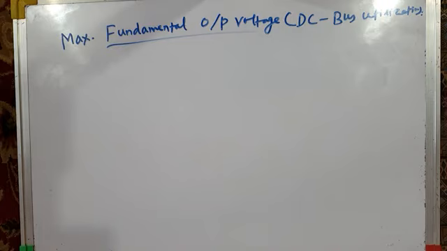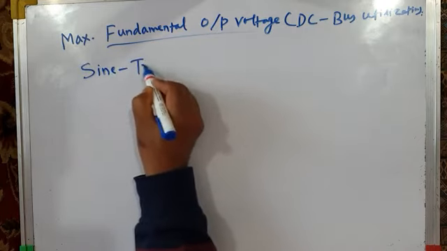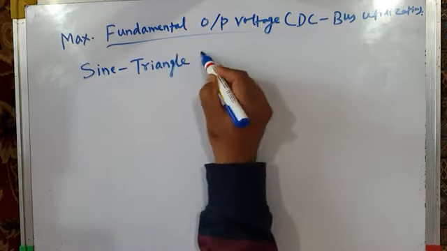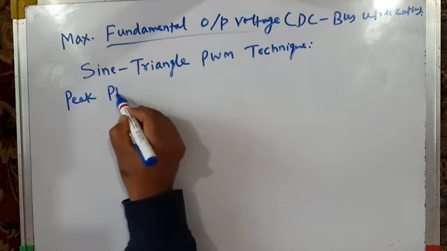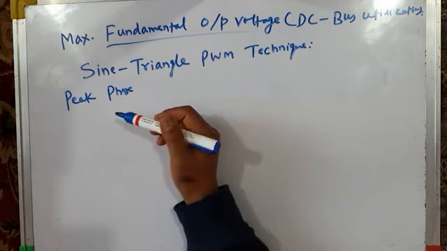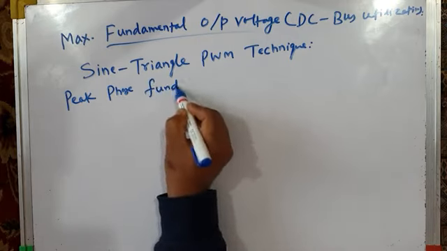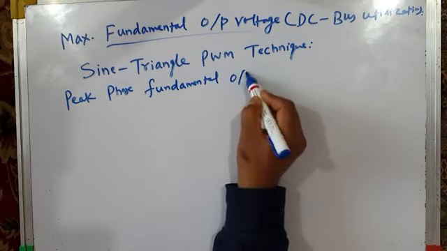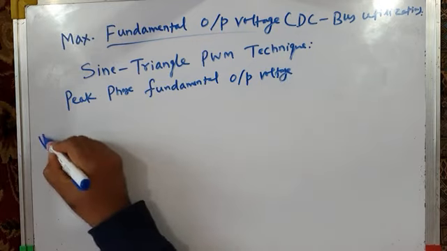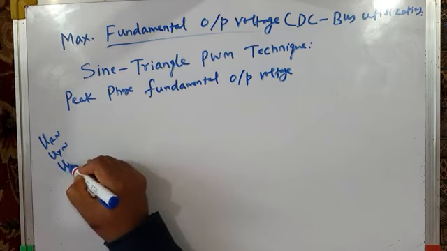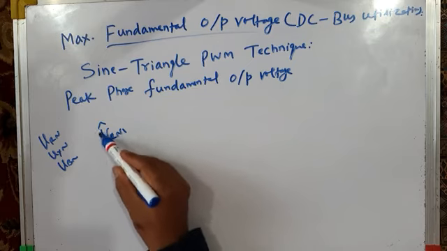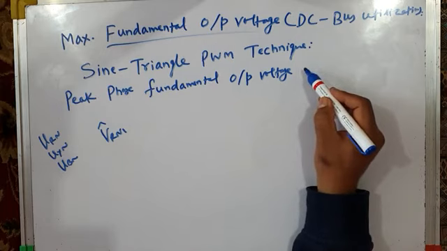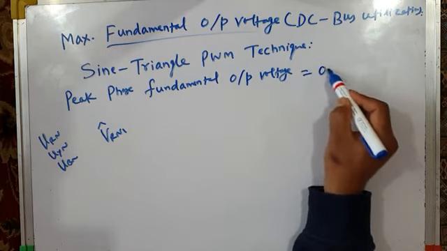Okay. Now, as far as the sine triangle comparison based PWM technique is concerned, we have seen it produces a peak phase fundamental output voltage. For example, it produces the output phase voltages VRN, VYN, and VBN. If you find the peak value of the fundamental component of a particular phase voltage, say VRN, it is equal to 0.5 VDC.